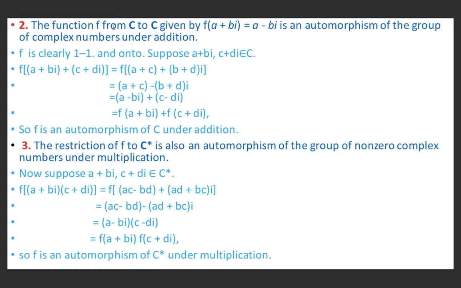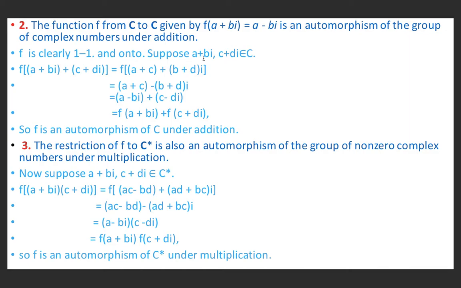The next example is the function f from C to C, where C is the set of complex numbers, given by f(a + bi) equal to a minus bi. It is an automorphism of the group of complex numbers under addition. Here the function is defined as the image of the element being equal to its conjugate. Clearly, if we define f(a + bi) equal to a minus bi, which is its conjugate element, then it is 1-1 and onto.